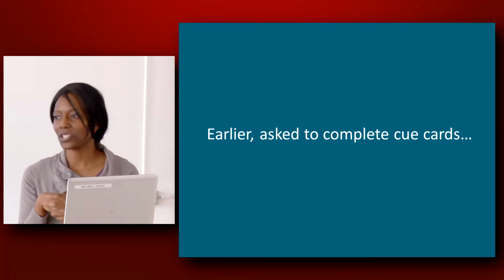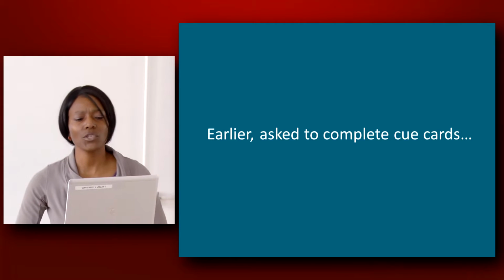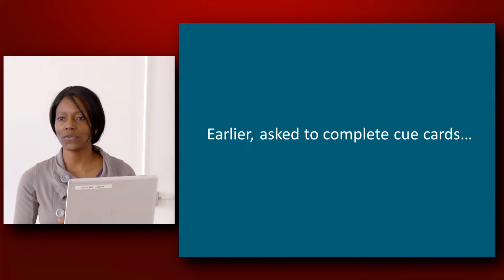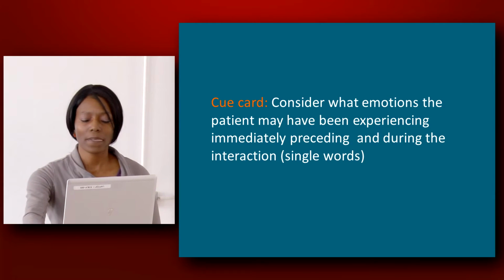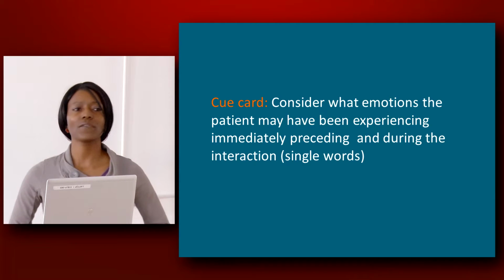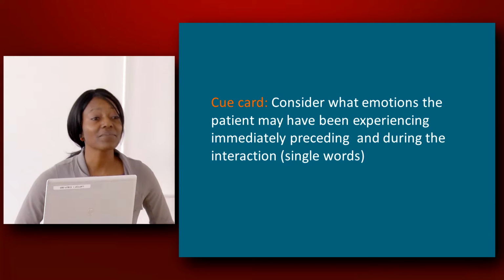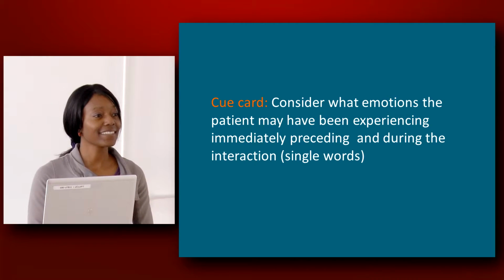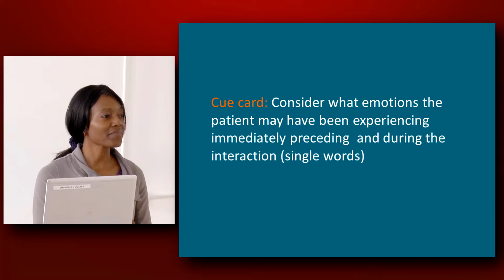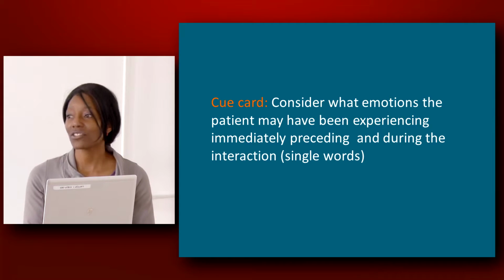Earlier, we're going back to the cue cards again. One more exercise. So you had written down how the interactions made you feel. Can some people read out some of their cue cards? How do they feel during these difficult interactions? Overwhelming. Frustration. Confused and apprehensive. Anger. Confused. And apprehensive, for sure.